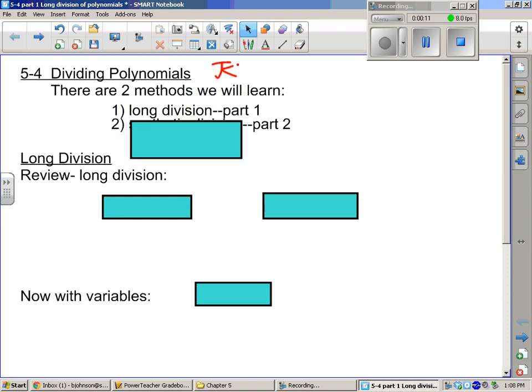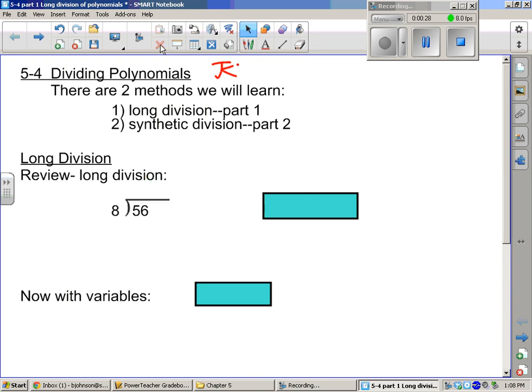Alright, 5-4, dividing polynomials. We're going to have two methods we're going to learn, but we're only learning one today. It's the long division. Part 2 is synthetic division. Synthetic division is man-made. Somebody made up a new rule.